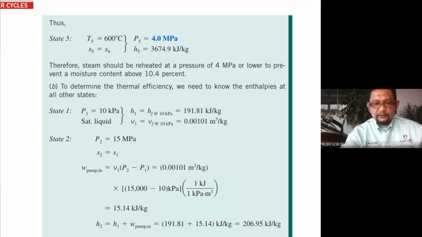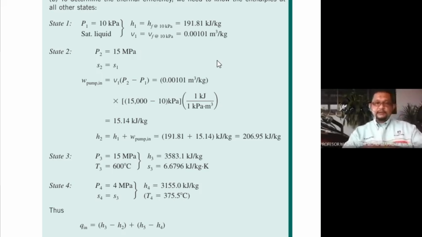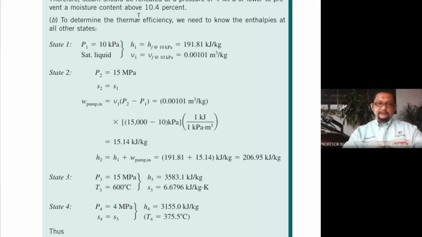Okay, we go for part B. Okay, how to determine the thermal efficiency. So to do this analysis and calculation of thermal efficiency, we know the thermal efficiency is based on the equation W net over Q in. So at each stage, starting from state number 1, using the data that has been given in the question, find H1.